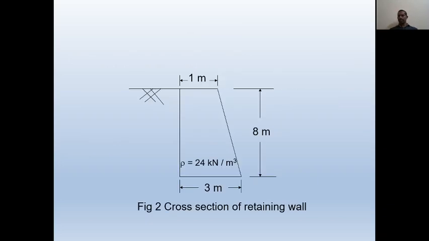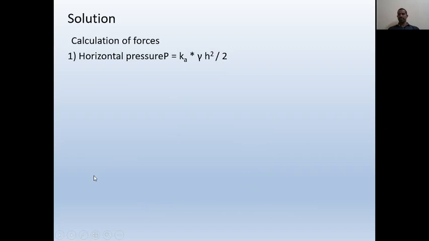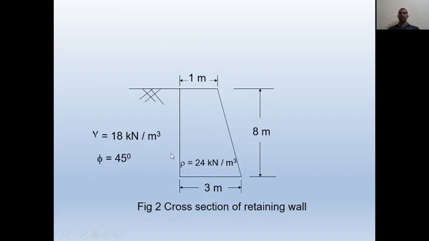So based on the given details, we'll draw a neat sketch of the retaining wall showing all the details. Over here it is given top width as 1 meter, bottom width as 3 meters, masonry specific weight 24 kN per meter cube, and overall height of the masonry retaining wall as 8 meters. Gamma of backfill is 18 kN per meter cube, angle of repose, angle of internal friction, 45 degrees. Right, these are all the given data.